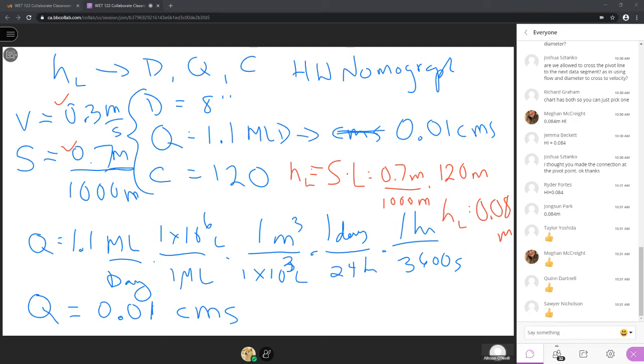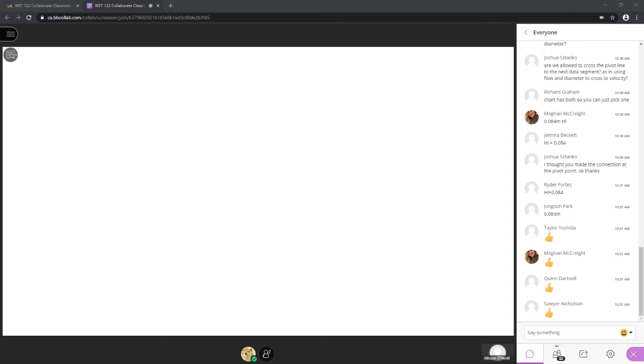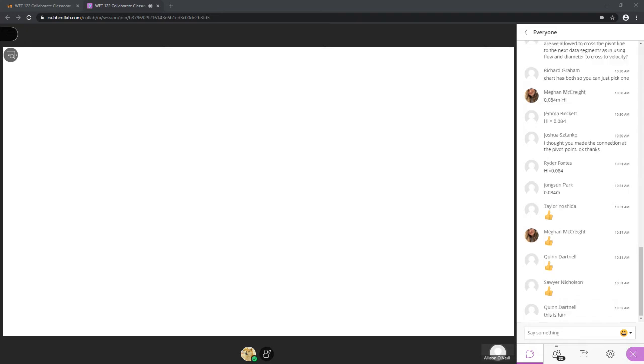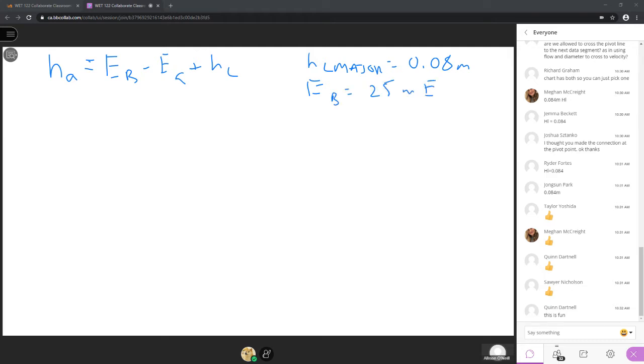Okay, so I'm going to erase this and we're going to go back in and look at this again. So our head added is equal to our energy at B minus our energy at A plus losses. And in this case, our major head losses are equal to 0.08 meters. Our energy at B is 25 meters. Our energy at A is equal to 0 meters.